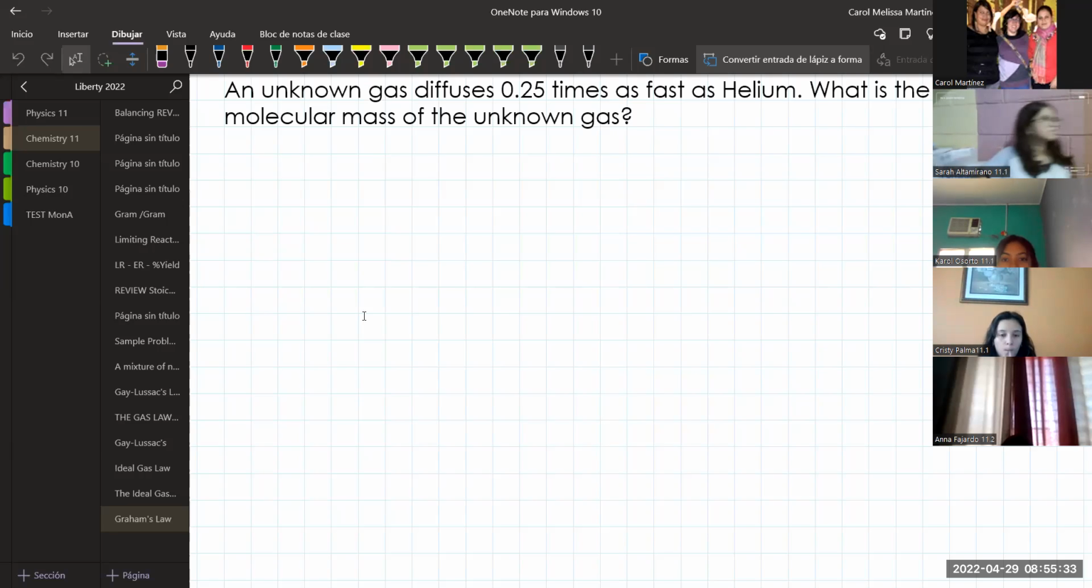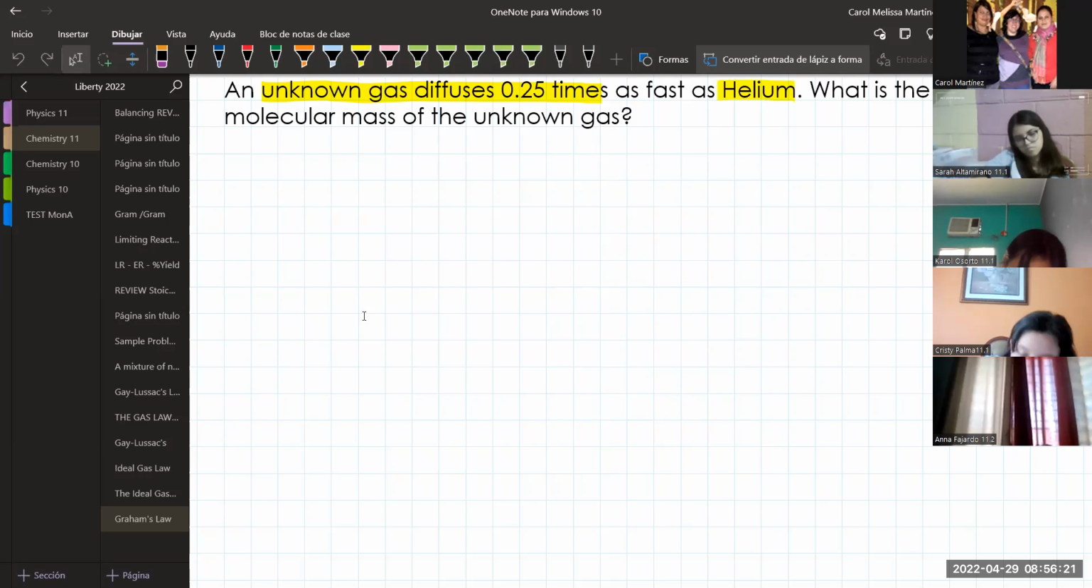Now this next exercise says an unknown gas diffuses 0.25 times as fast as helium. What is the molecular mass of the unknown gas? So in this case, the exercise is different because they are not giving me speed, they are giving me the rate, okay? And they're not asking me for a rate or speed, they're asking me for the molecular mass. So what do I know about the unknown gas? I know that it diffuses 0.25 times as fast as helium.